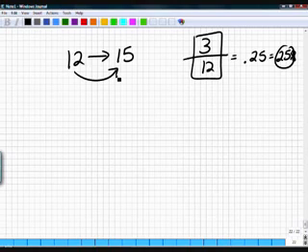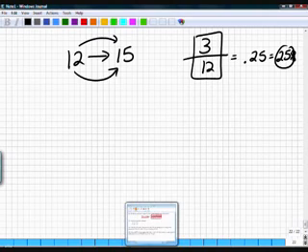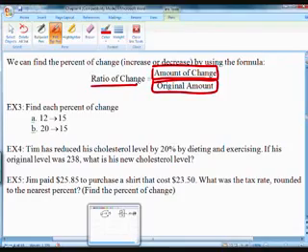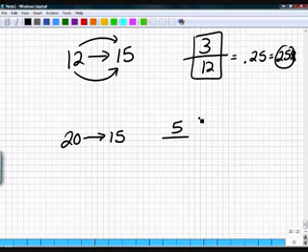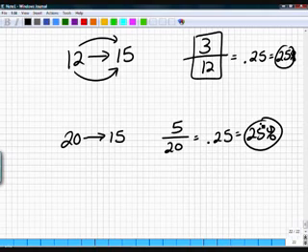Was that a 25% increase or a 25% decrease? It went bigger, right? So that's a 25% increase. The next one, 20 to 15. That should be a decrease here. It decreased by 5. What was the original? 5 over 20. Somebody divide that. 5 over 20 is 0.25, which is going to be 25%. And you would say it's a 25% decrease, not necessarily negative.